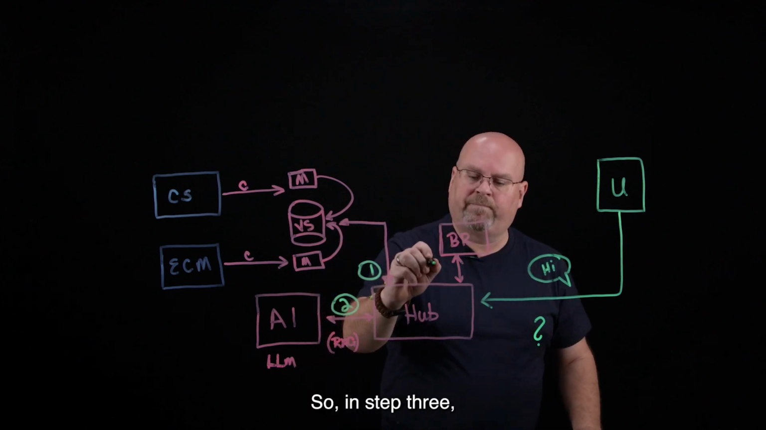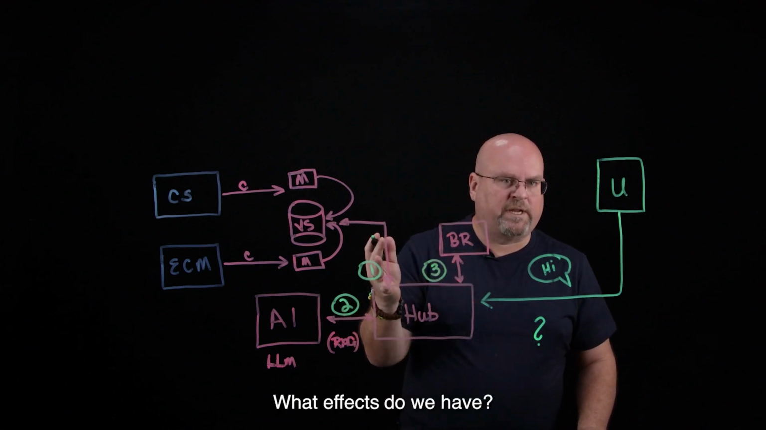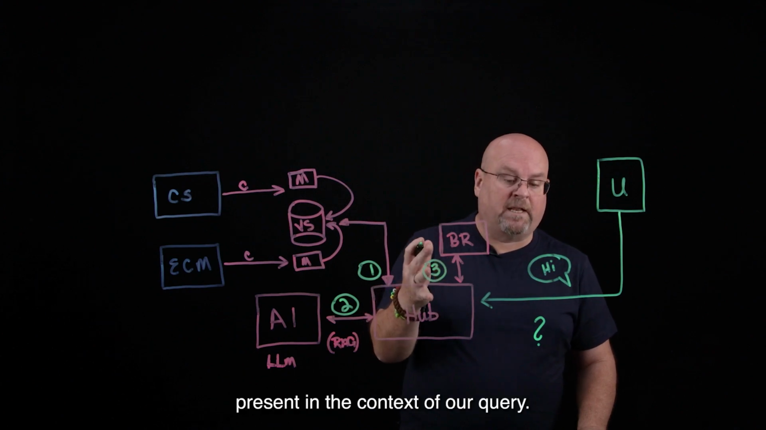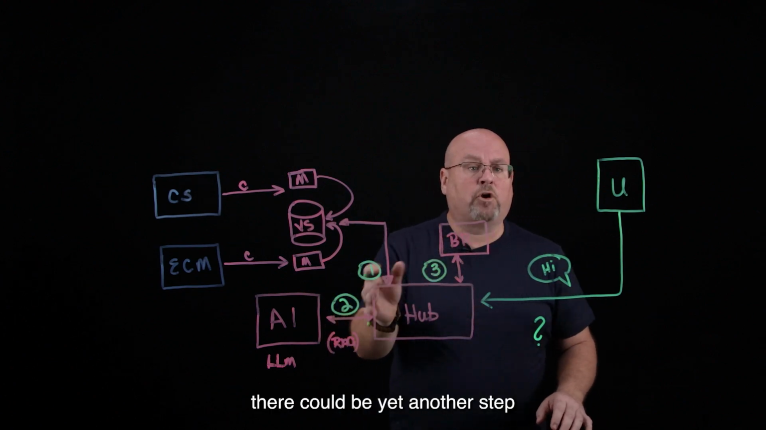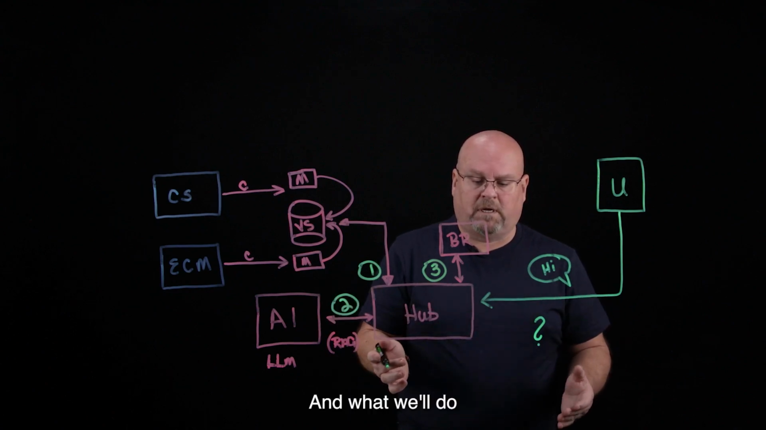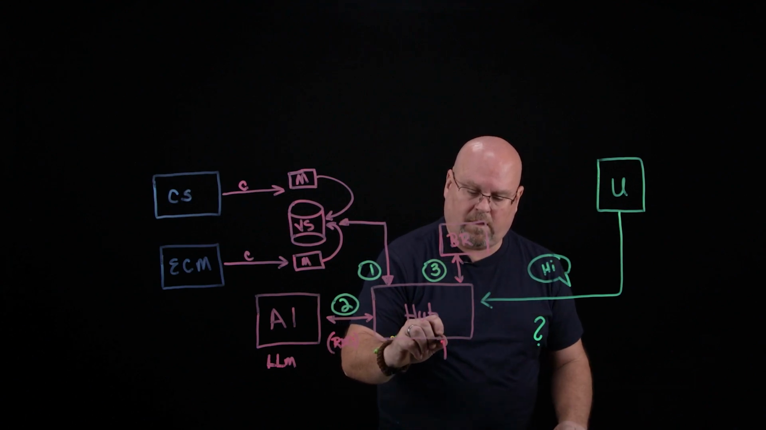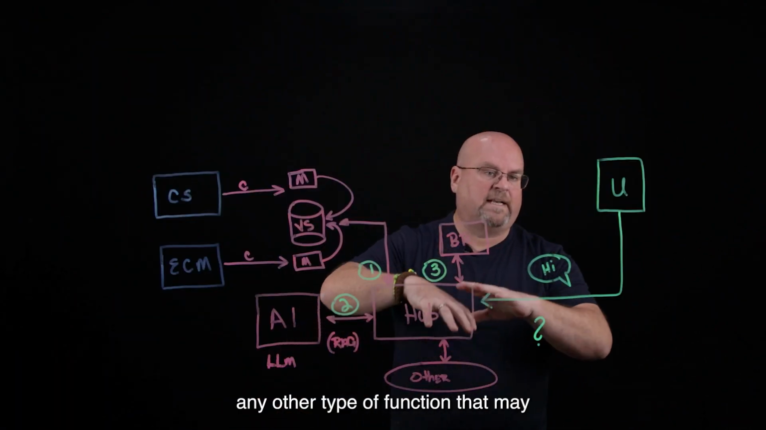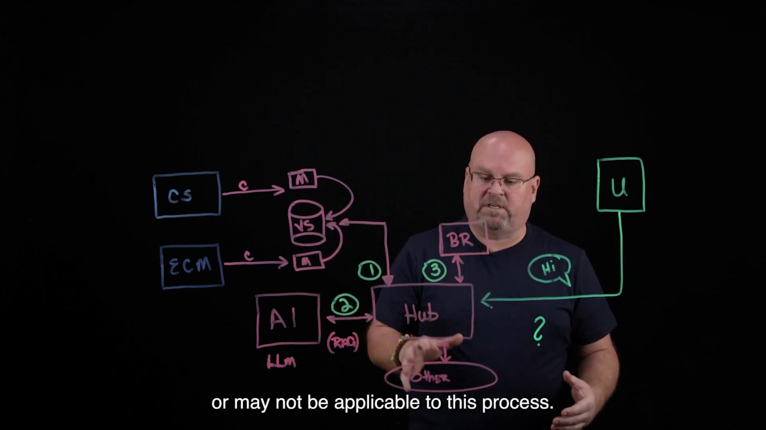So in step 3, we can evaluate our business rules. What effects do we have? What important thresholds are present in the context of our query? And then once that's done, there could be yet another step for generating communications. And what we'll do is we'll call this other. Because other would encapsulate any other type of function that may or may not be applicable to this process.